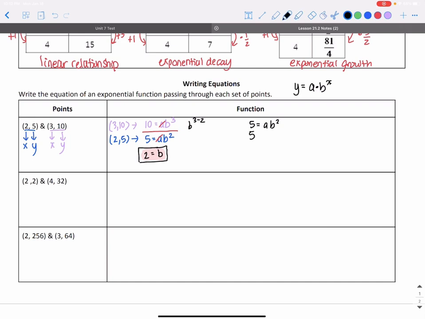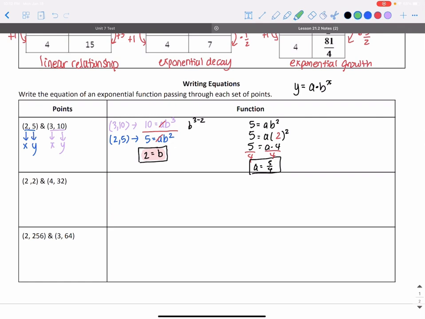I'm going to have 5 is equal to a times 2 squared. And I know that's 5 is equal to a times 4. I'm going to divide both sides by 4 to solve for a, and I get a is 5/4. So a is 5/4.